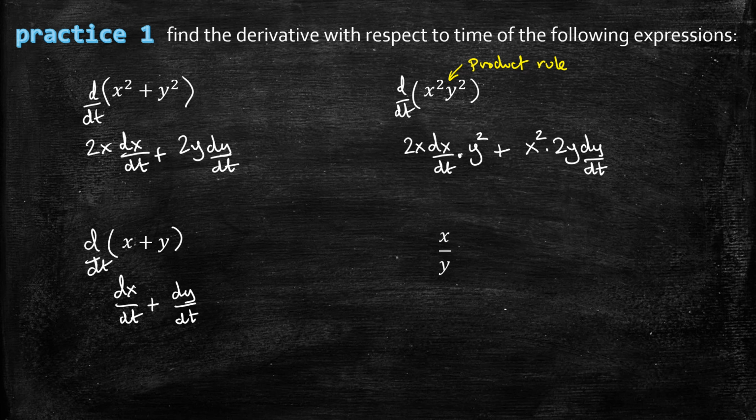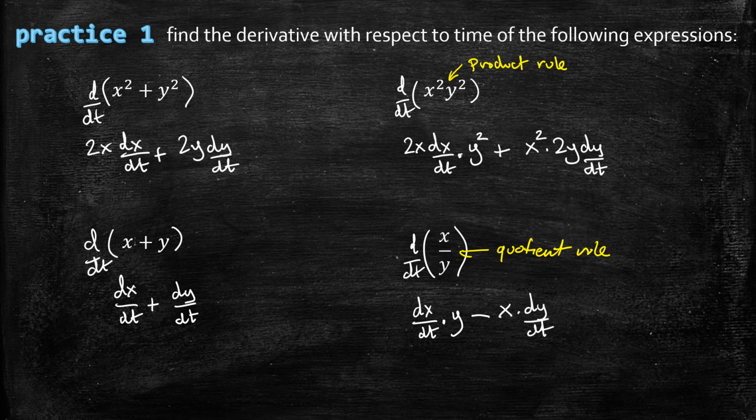Now, what about if we have a situation where we have to apply the quotient rule? So let's get all the components straight. The derivative of the numerator would be just dx by dt times the quantity in the denominator, minus, and vice versa, x dy by dt, all over y squared.